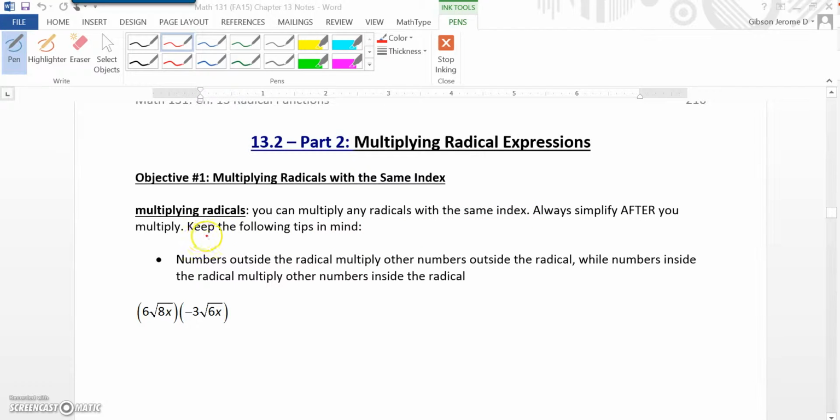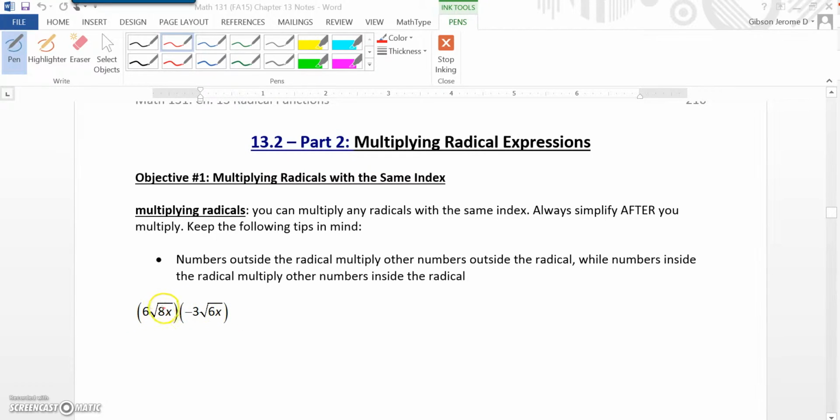Always simplify after you multiply. Keep the following tips in mind. Numbers outside the radical multiply other numbers outside the radical, while numbers inside the radical multiply other numbers inside the radicals. For example, we have 6 times the square root of 8x times the negative 3 square root of 6x.